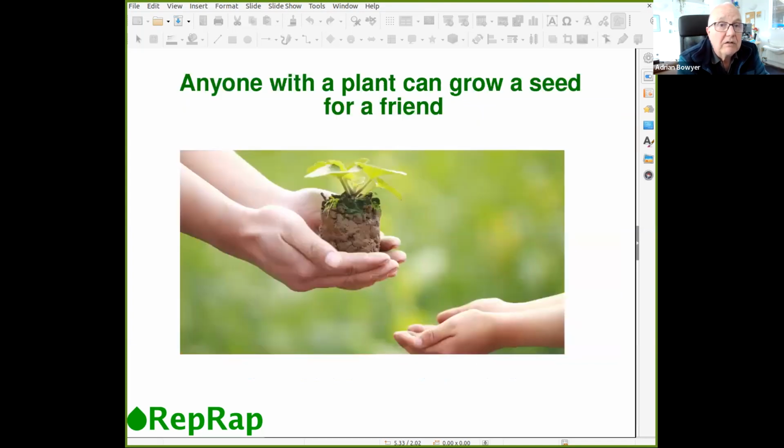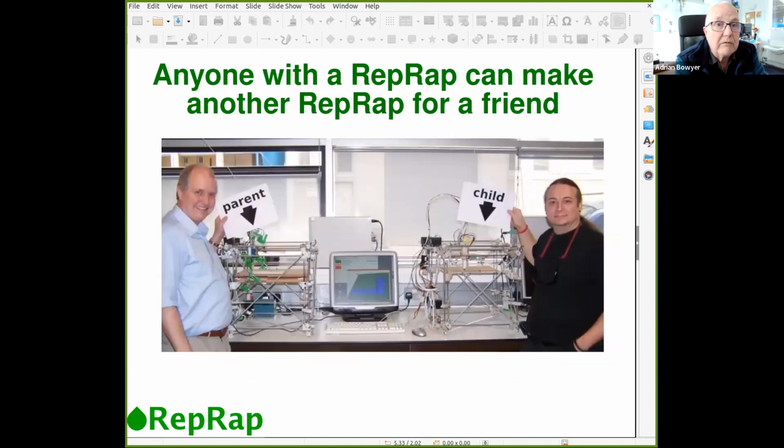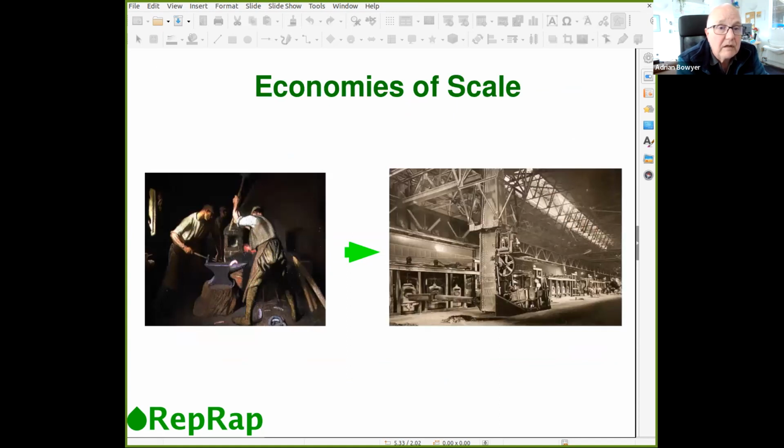Okay, well, anyone with a plant can grow a seed for a friend, ignoring seed patents. And so anybody with a RepRap can make another RepRap for a friend. And we can talk a little bit more about this sort of self-replicating idea in a minute or two in the questions, if you like. But I wanted to say a few words about the whole principle.